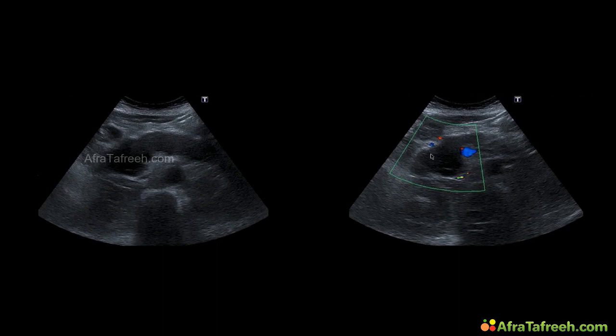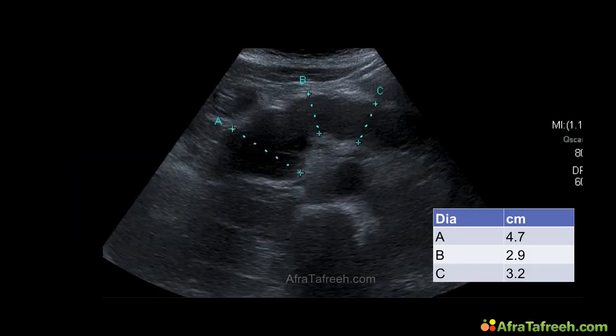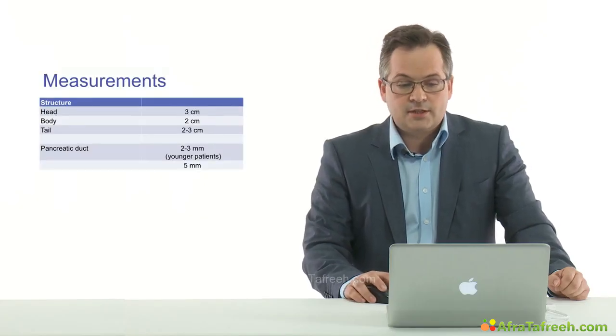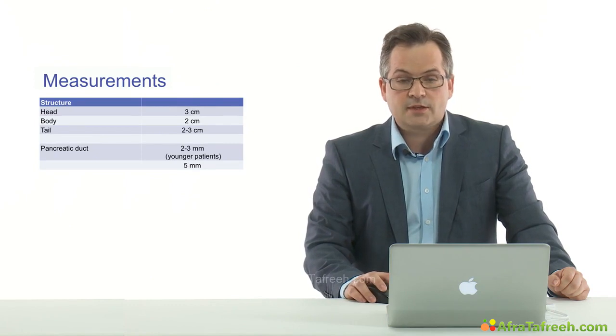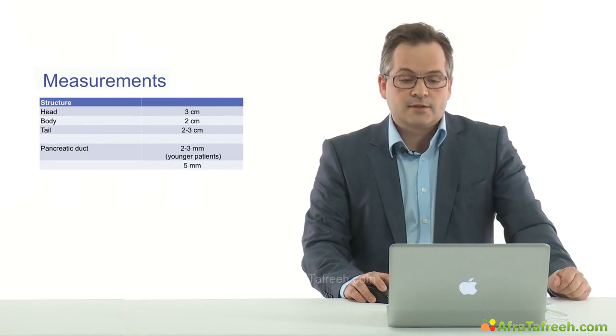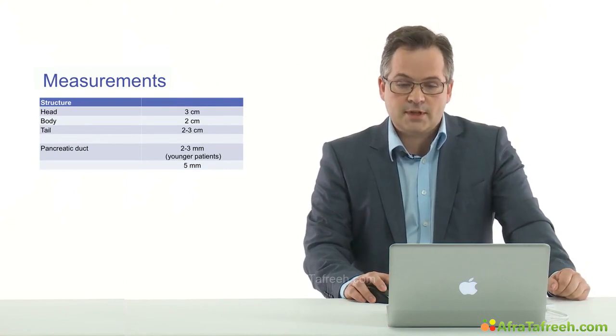So with color Doppler, we try to find vessels. There are only a few seen in the periphery of this organ, and we take the measurements. Over here we have the head of the pancreas, which measures 4.7 centimeters, so it's really enlarged, and we can make the diagnosis of a swollen, enlarged pancreas, and we have the diagnosis of acute pancreatitis.